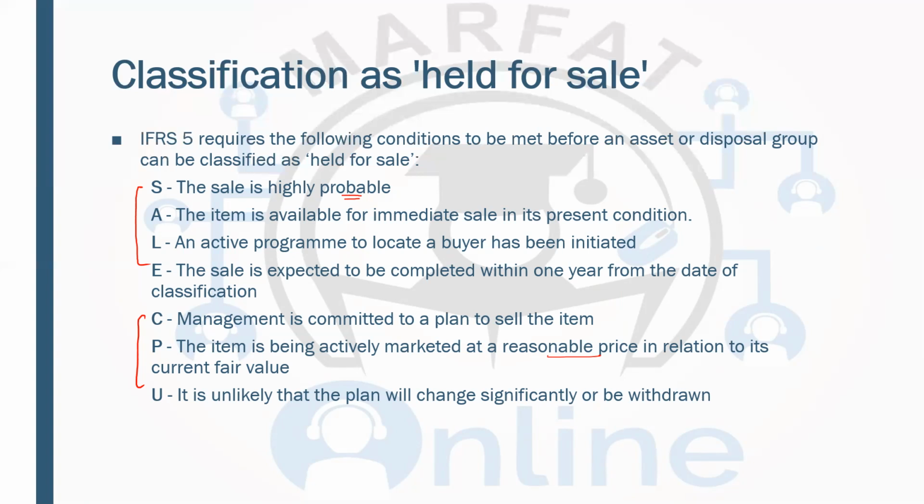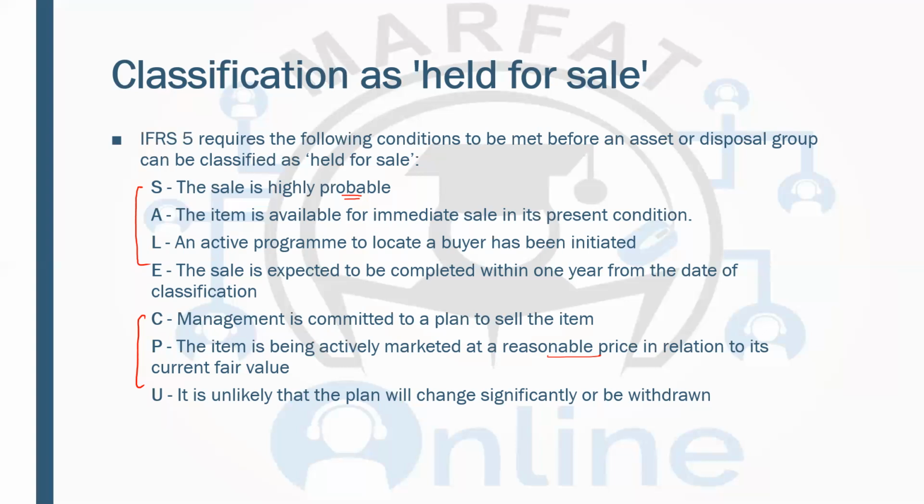The second criteria is the item is available for immediate sale in its present condition. Say, for example, I have machinery and I'm using it, and then I say I'm going to sell it. When I'm using it, it shows that I do not have any intention to sell it. If I have uninstalled it and now I'm not using it, it is available for immediate sale. That shows my intention to sell it.